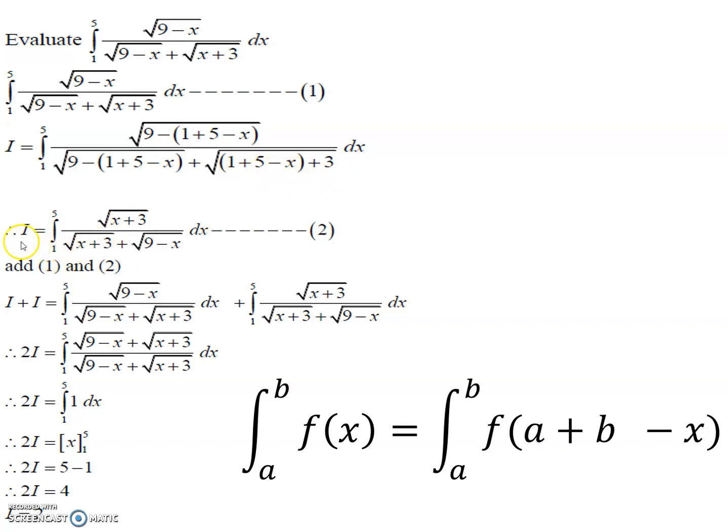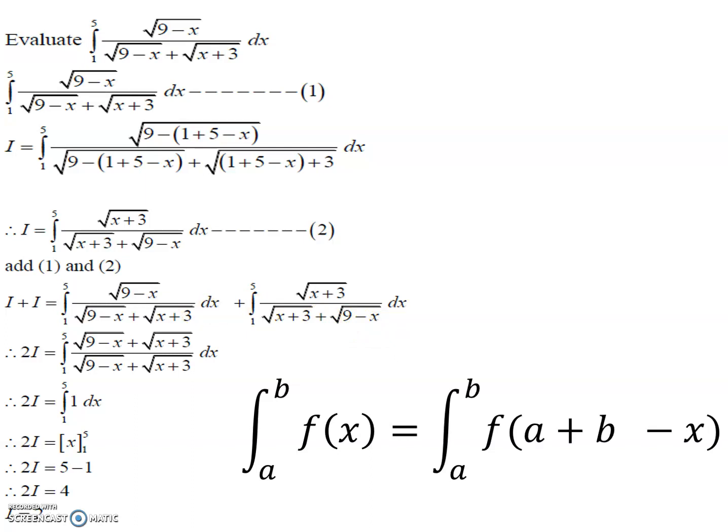Simplification starts here. I is equal to lower limit 1, upper limit 5, root x plus 3 upon root x plus 3 plus root 9 minus x. So equations 1 and 2 have the same denominator. That's why, adding equations 1 and 2, I plus I is equal to the integral from 1 to 5 of root 9 minus x upon root 9 minus x plus root x plus 3 dx, plus the integral from 1 to 5 of root x plus 3 upon root x plus 3 plus root 9 minus x. Now the denominator is the same, the numerators should add.